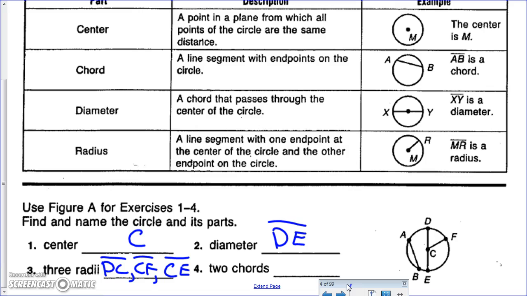For 4, it asks us to write down 2 chords. So the first one is on the left there, AB. And then the second one is the diameter. The diameter is just a special type of chord, meaning it goes through the center of the circle when it goes from side to side. So in this case, it's DE again.